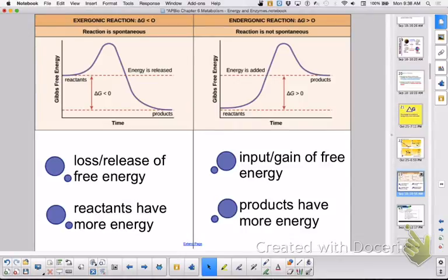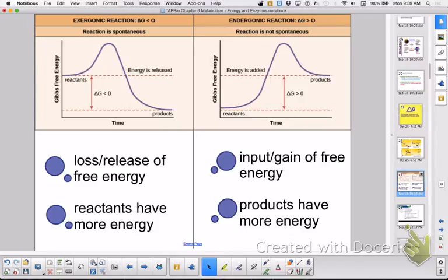Nice. Okay, now you can see on this one, our delta G is greater than 0. We're gaining energy in this one. The products have the most energy, where here our delta G is going to be less than 0. We've lost energy. All right, on your notes, delta G is negative. What kind of reaction is that going to be called? Exergonic reaction. The loss or release of usable energy. The reactants have more energy.